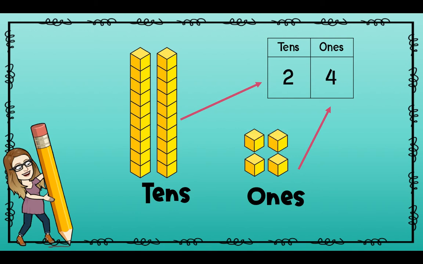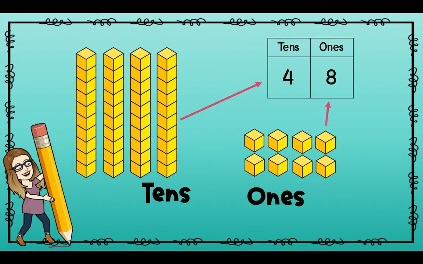If we have 2 tens, we would put that in the tens column, and 4 ones would go in the ones column to give us the number 24. If we had 4 tens, we would put the number 4 in the tens column and 8 ones in the ones column. That gives us the number 48.